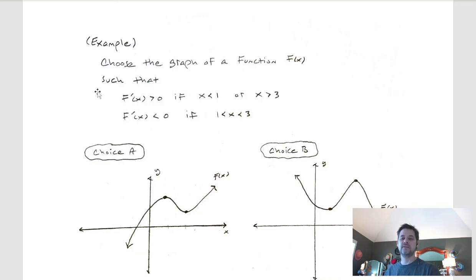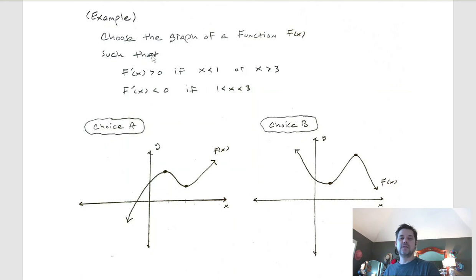Okay. So let's look at one last thing that relates to some of the other information I put at the beginning slide up there. This one is not a problem to find the equation of the tangent line or anything like that, but it's an example on understanding if we can grasp what the derivative tells us about the curve. Okay, so it says this. I got two graphs, choice A, choice B. Okay, and it says choose the graph of the function f of x such that f prime is greater than 0 if x is less than 1 or x is more than 3, and f prime is less than 0 if x is between 1 and 3.